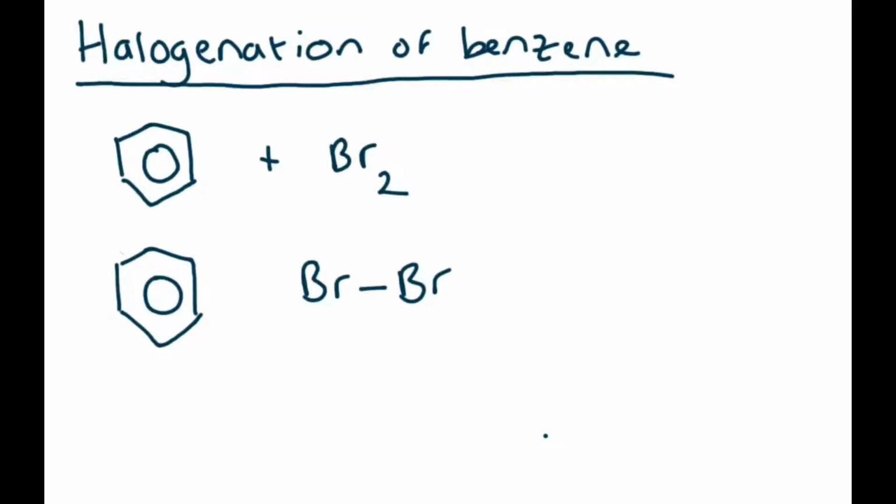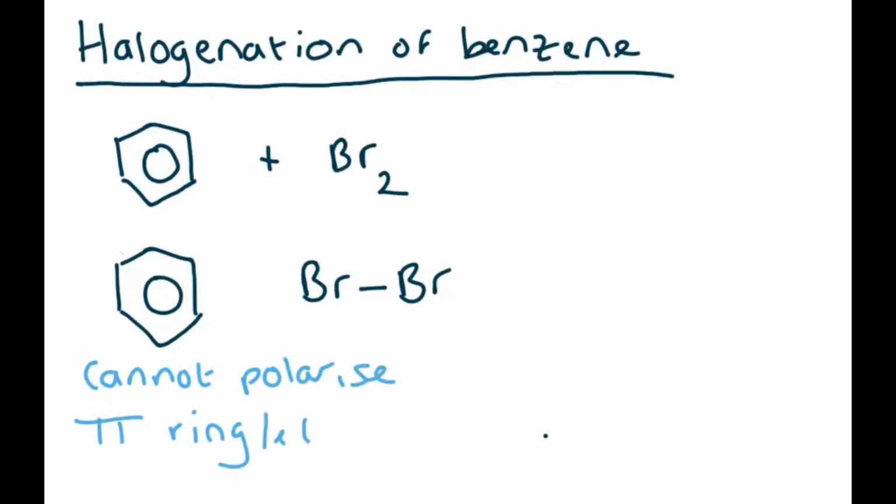Now, the benzene ring cannot polarize the bromine molecule, and that is because the pi ring, the pi electrons, are delocalized.